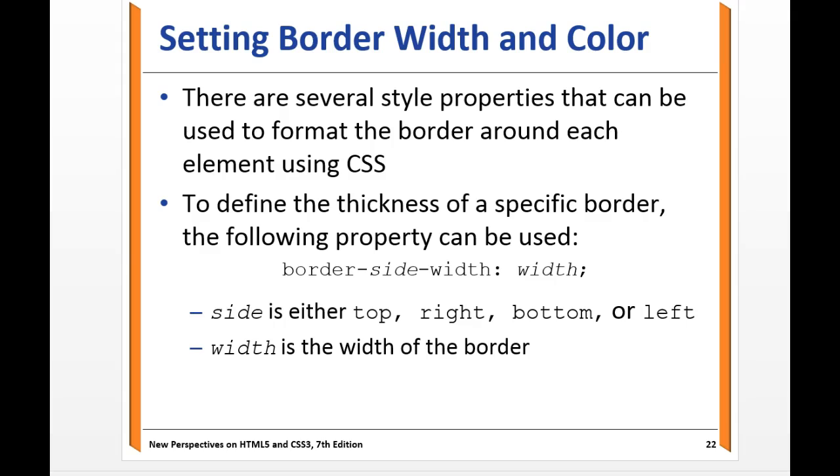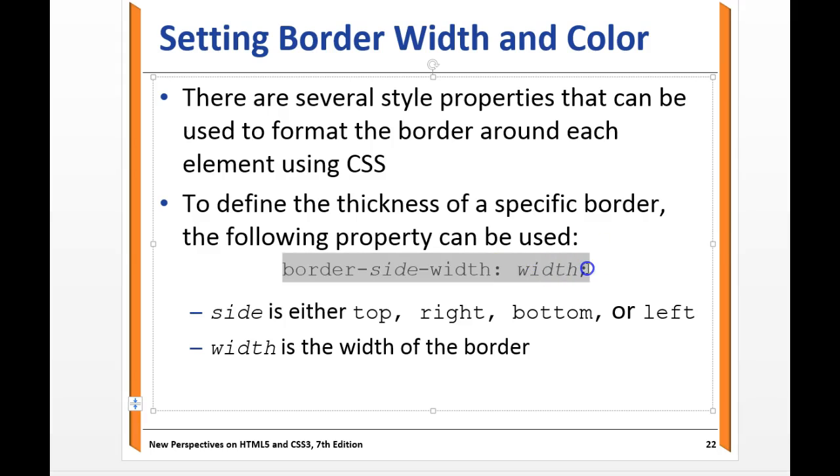Next thing that we are going to talk about is setting border width and color. There are several style properties that we can use to format the border using CSS. To define the thickness of a specific border, we can use this property: border-side-width, colon, width, semicolon. Side is either top, right, bottom, or left, and width is the width of the border. That's how we can define the border width with the CSS property.